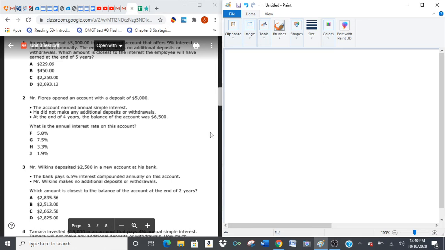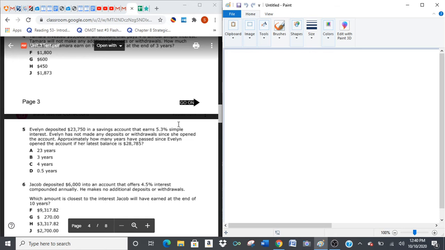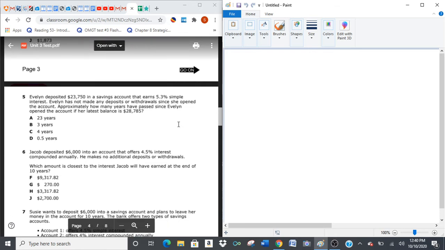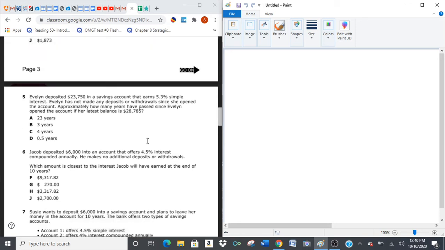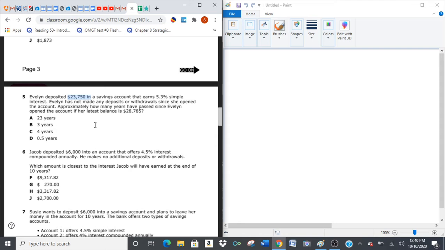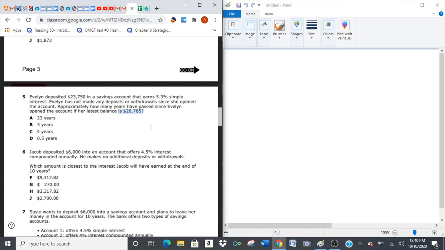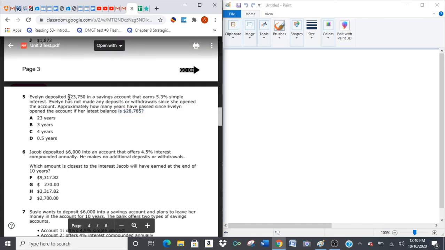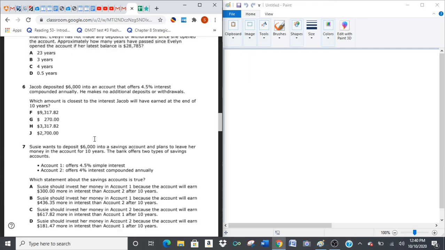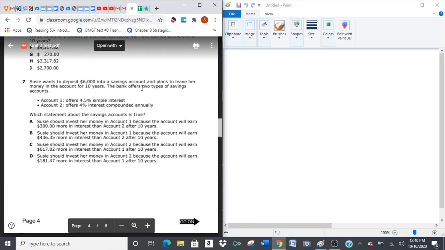All right. Let's see what other ones I can do. Now 5 would be basically the same thing, except you're finding the t, the time. And remember, this is the principal for 5, because it says deposited, and now this is the balance. So in order to find the interest, you would have to subtract. And then you just simply solve for t the same way you solve for r.